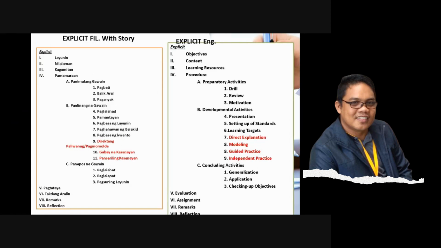Next, this one. Explicit sa Filipino at explicit sa English. Ito po yung mga Filipino words na gagamitin. Yung objective po natin is layunin, content nilalaman, learning resources kagamitan, procedure pamamaraan, preparatory activities panimulang gawain, drill pagbati, review balik-aral, motivation paganyak. Sa letter B, developmental activities, that is pagpapaunlad ng gawain.